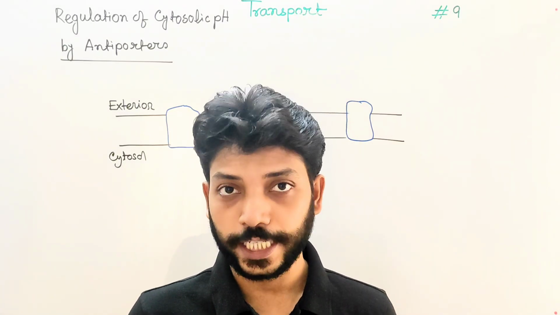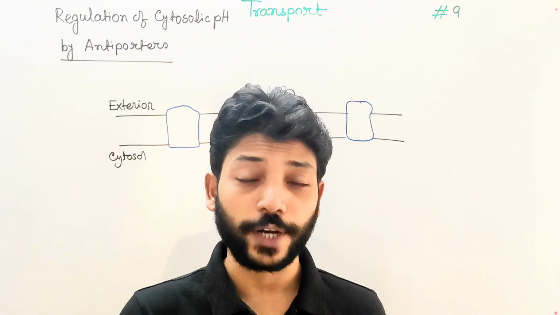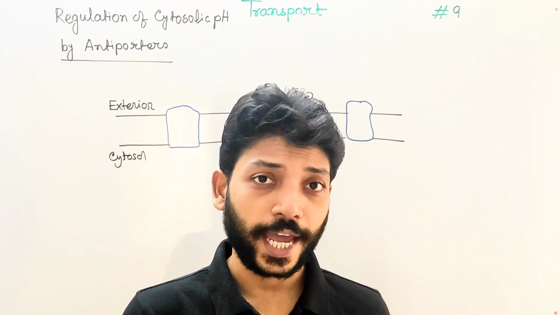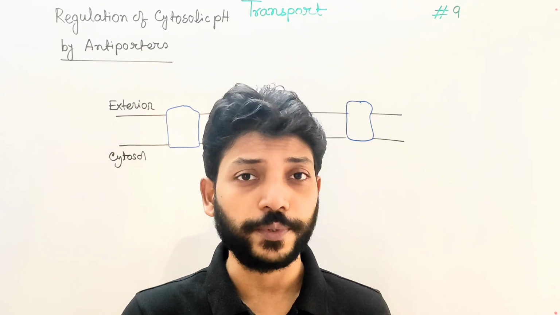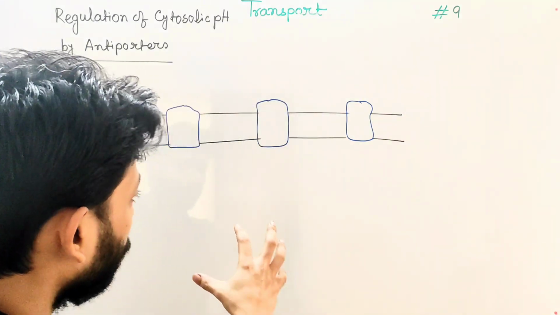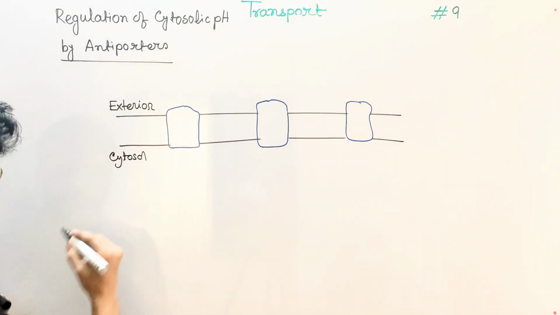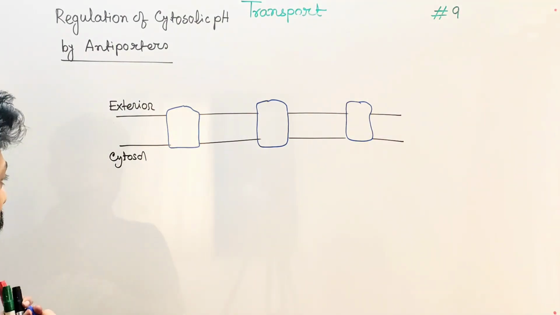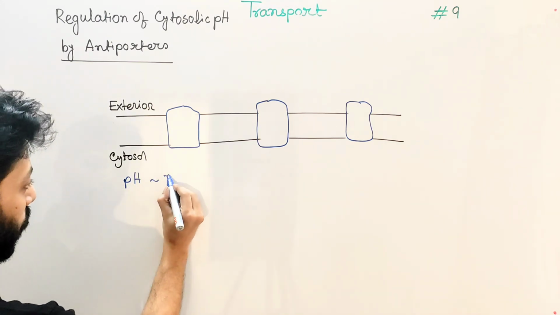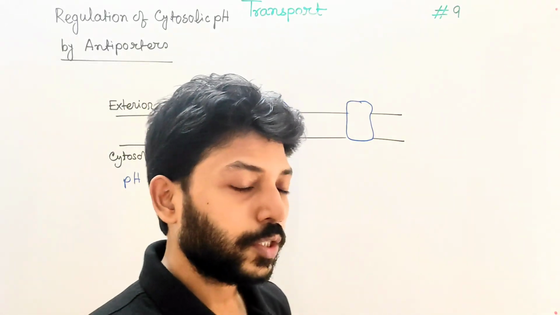Like lysosomal enzymes work best at low pH, that means at pH of 5. And the cytosolic enzymes function best at close to the neutral pH, that means pH 7.2. So cells try to maintain the cytosolic pH. The cytosolic pH tries to remain approximately 7.2, that means close to neutral pH.